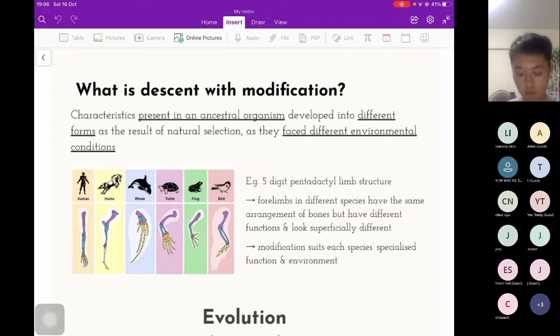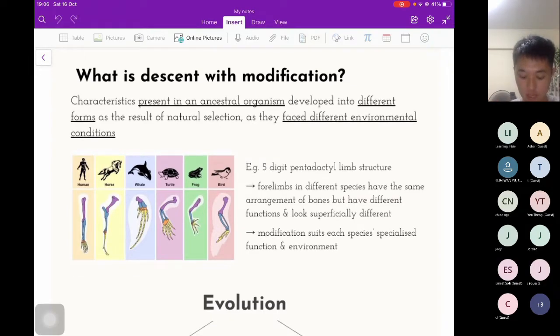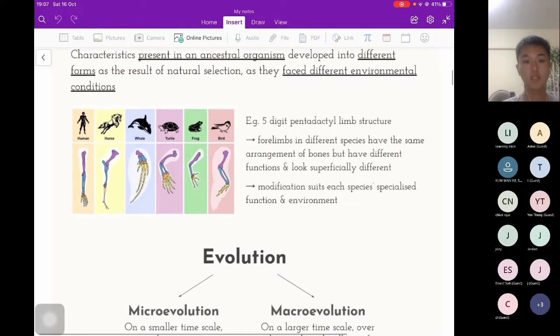An example of it would be your five-digit pentadactyl limb. We see the pentadactyl limb in a whole range of species, from birds to frogs to humans, and of course horses and whales as well. Over all these different species, how can we still have the five-digit pentadactyl limb? That's quite interesting, so we'll talk about that later.